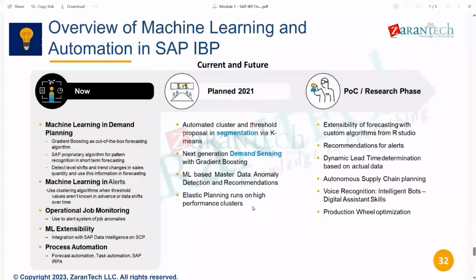Process automation, I think we already spoke about. In the section of Plan 2021, this talks about segmentation, demand sensing, and gradient boosting. So demand sensing, we have already discussed.